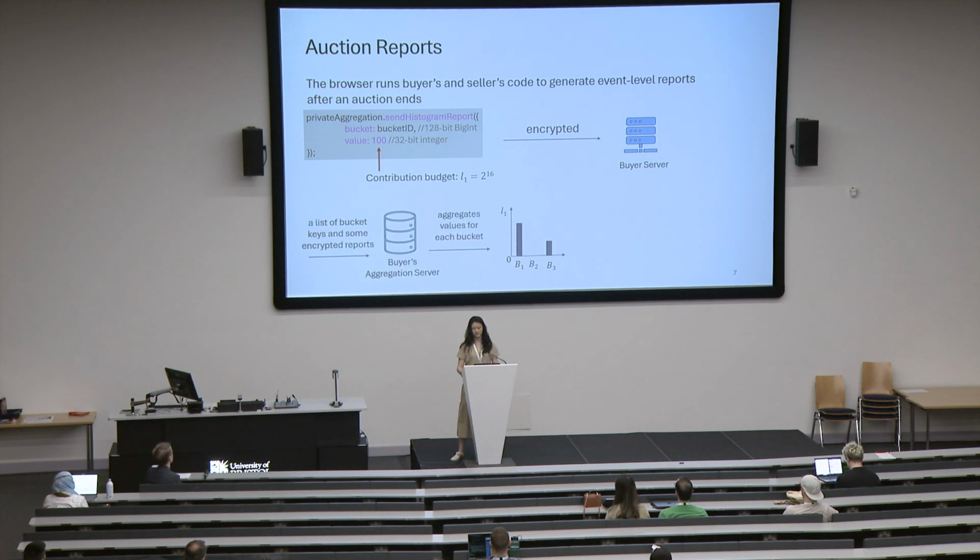To decrypt these reports, the buyer can send them with a list of bucket keys to the aggregation server for only one time. This server aggregates value for each query bucket from the encrypted reports. Then it will add noise to each of the bucket keys in a way that preserves epsilon differential privacy. However, this epsilon-DP guarantee assumes the adversary only has one buyer report for an auction, which can be undermined if they have multiple buyer accounts, which I will talk about later.